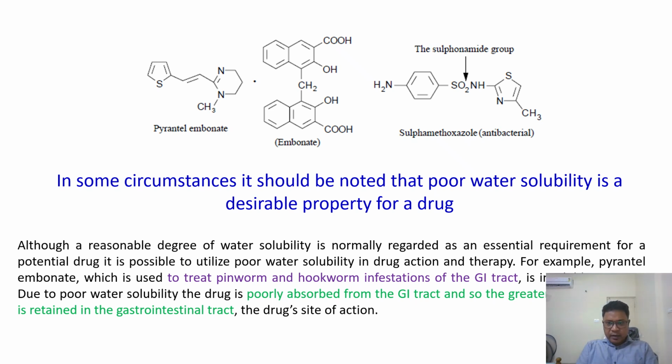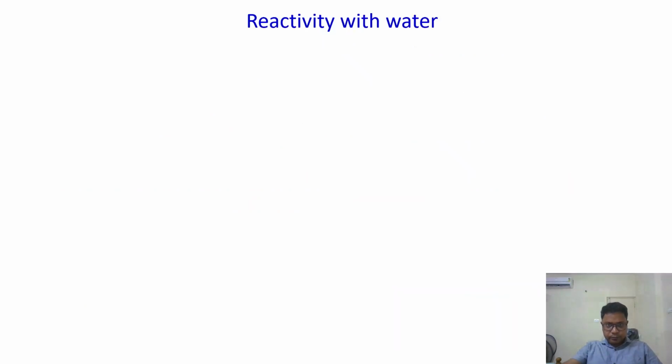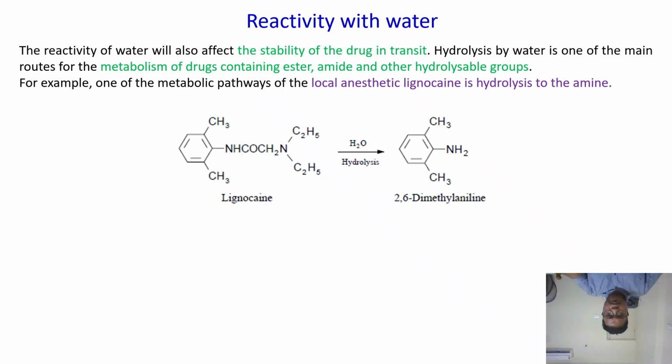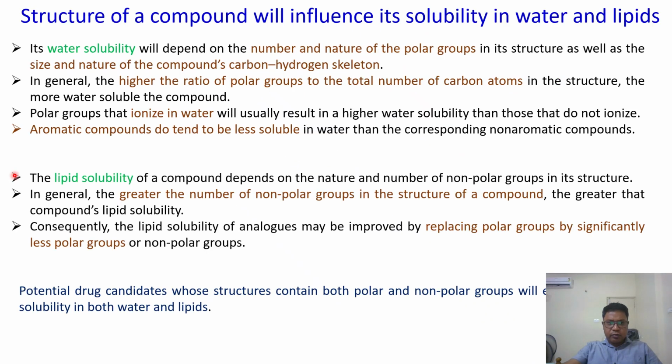For example, let us see pyrvinium embonate, which is used to treat pinworm and hookworm infection in the GI tract. It should be poorly soluble in water so that it can be retained in the gastrointestinal tract, which is the action site of the drug molecule. So how does the drug actually react with water?